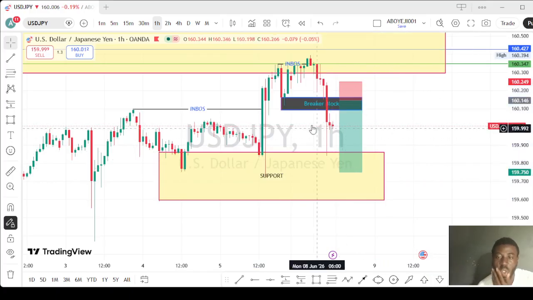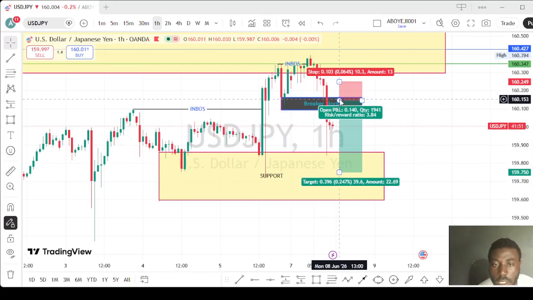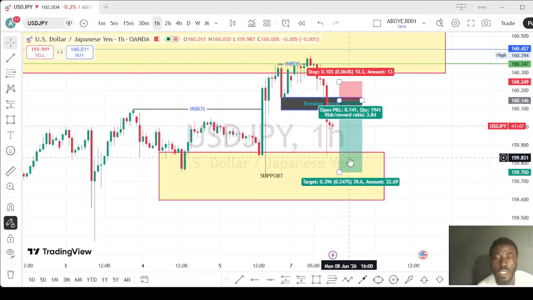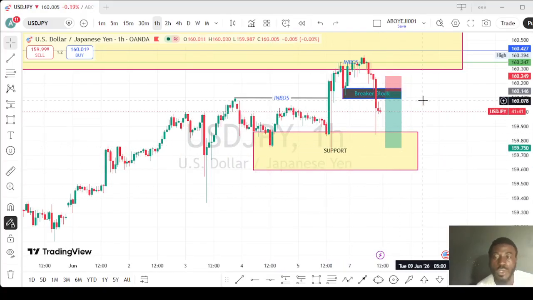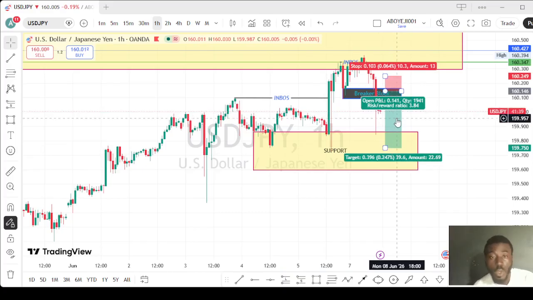So this is what I'm selling. I'm selling from here, from this zone, from this breaker block, into this 4 hour support again. So if this 4 hour support is broken, definitely it will retest and continue the downtrend. So this is what I'm seeing on UJ.